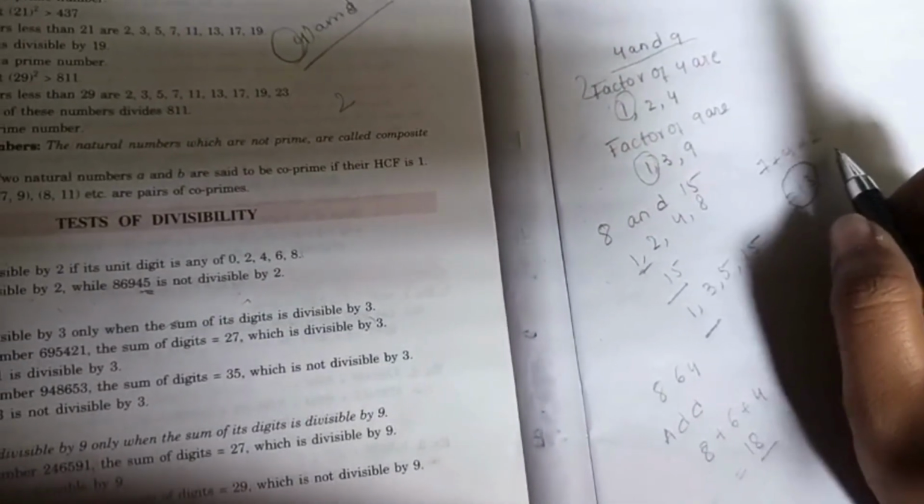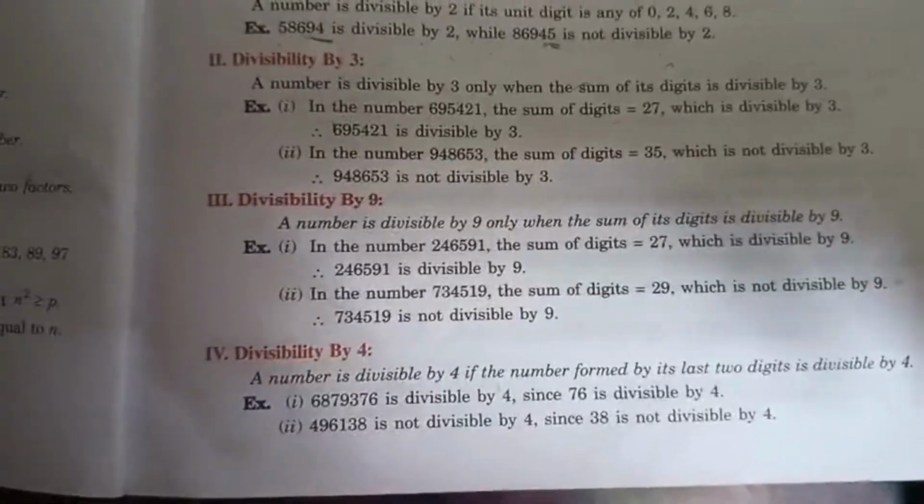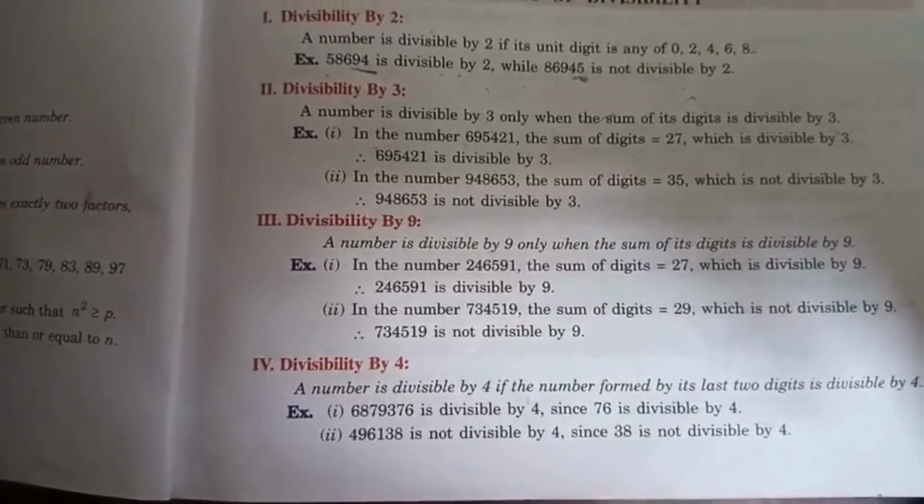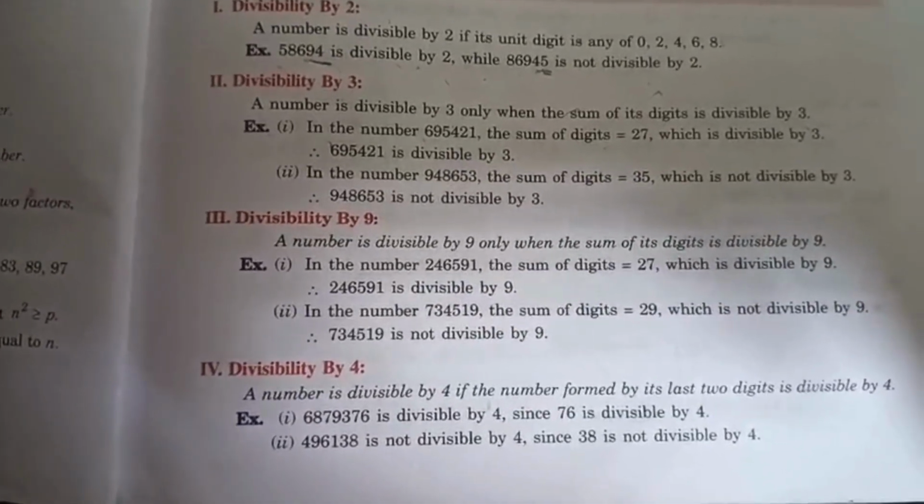Okay, did you understand? Next, the rule is almost the same as divisible by 3, add all the digits. So if the total is divisible by 9, the number is divisible by 9, for example.